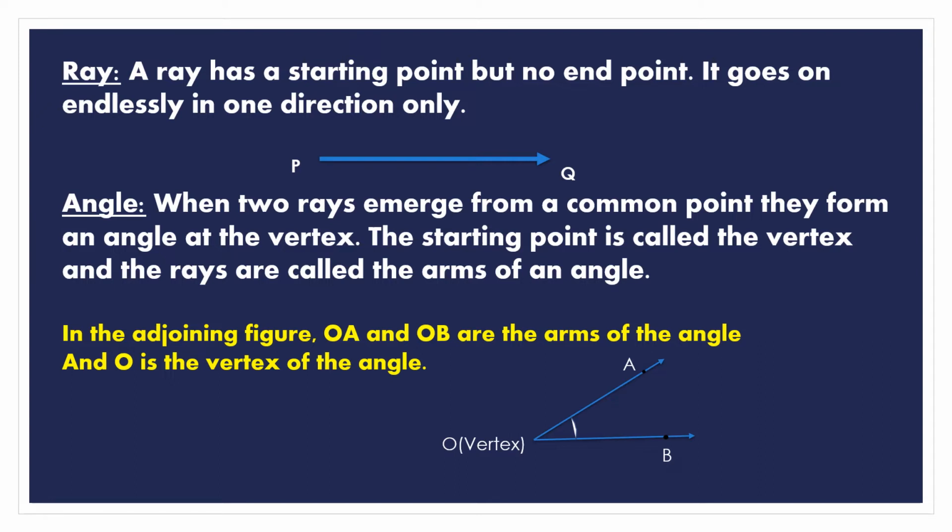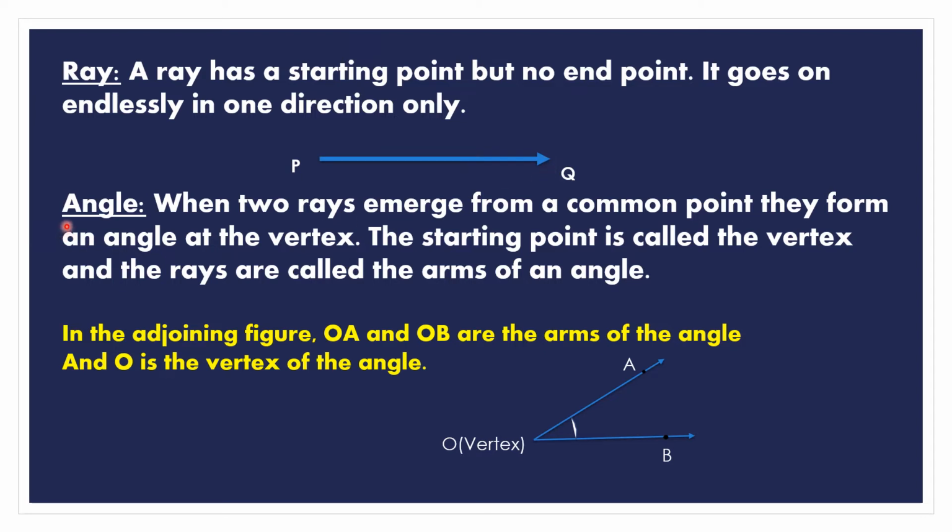Let's see what is a ray. A ray has a starting point, but it has no end point, and it goes on endlessly in one direction only. Okay, so it will have an arrow only on one side, which will show that it goes on endlessly in this direction. So a ray has a starting point, but it has no ending point.